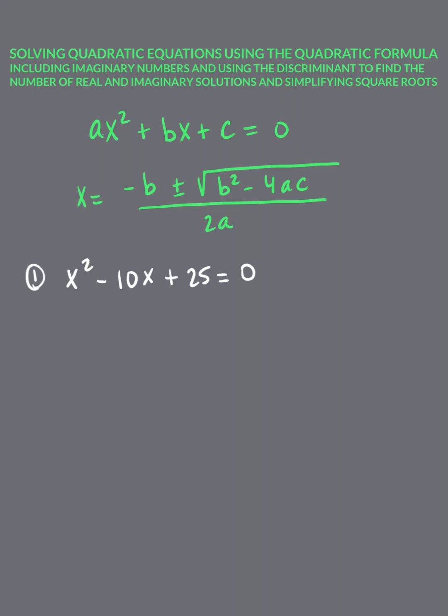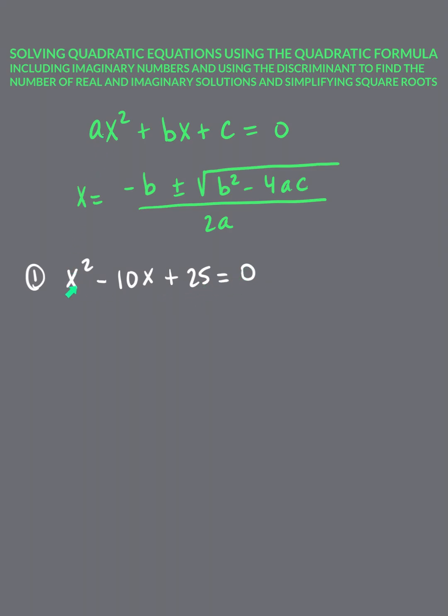Let's look at our first example. X squared minus 10x plus 25 equals 0. Now we can see that this is written in standard form, which is ax squared plus bx plus c equals 0. So we don't need to set it equal to 0 because it already is. If there was anything over here, we would want to make sure that we subtract and add everything and combine all like terms to set it equal to 0.